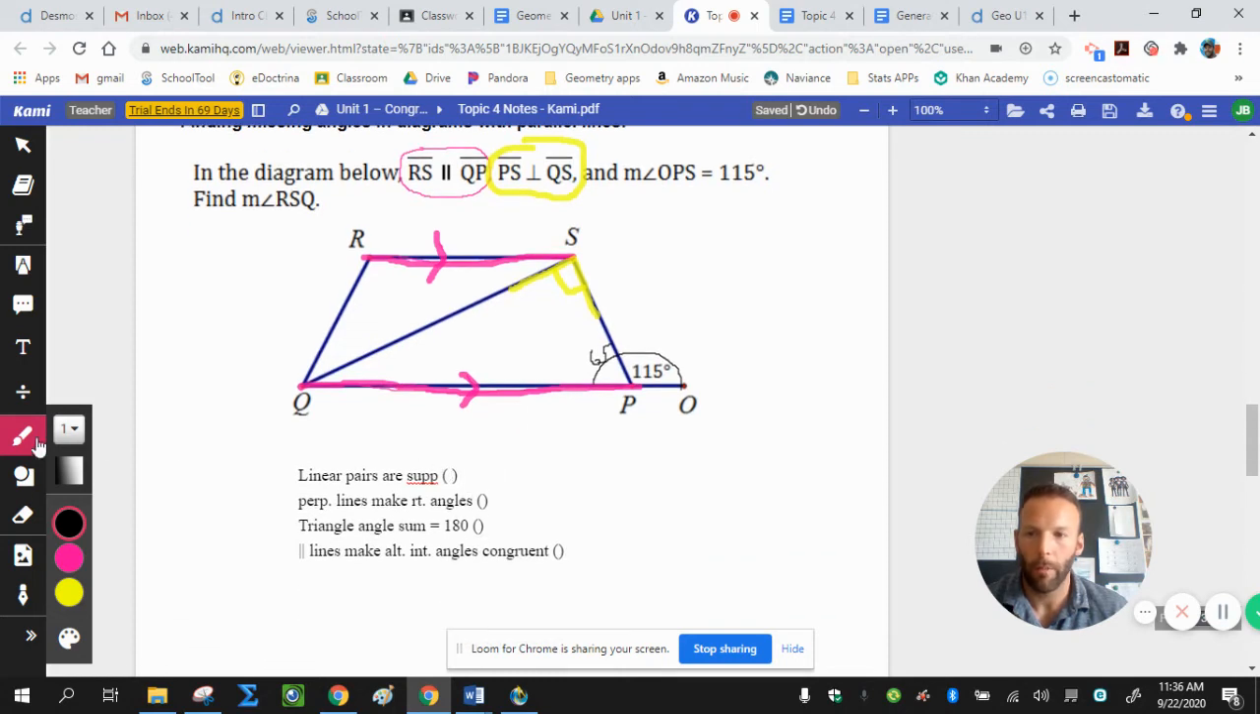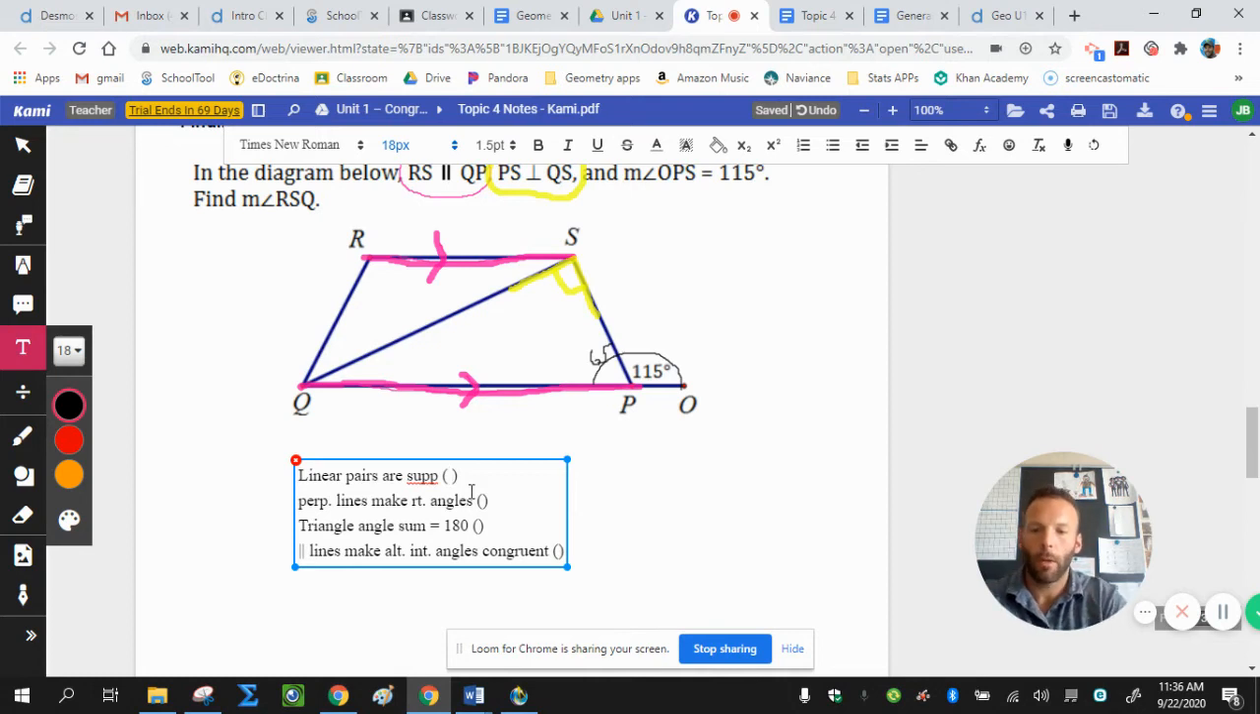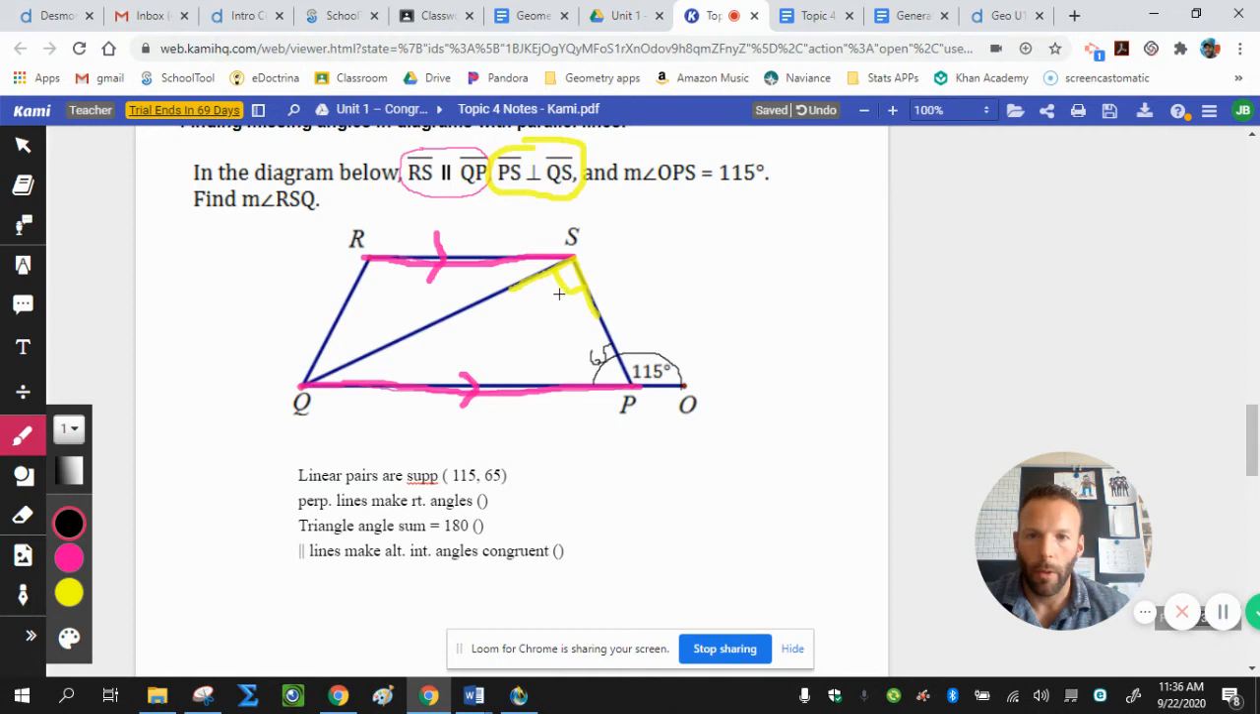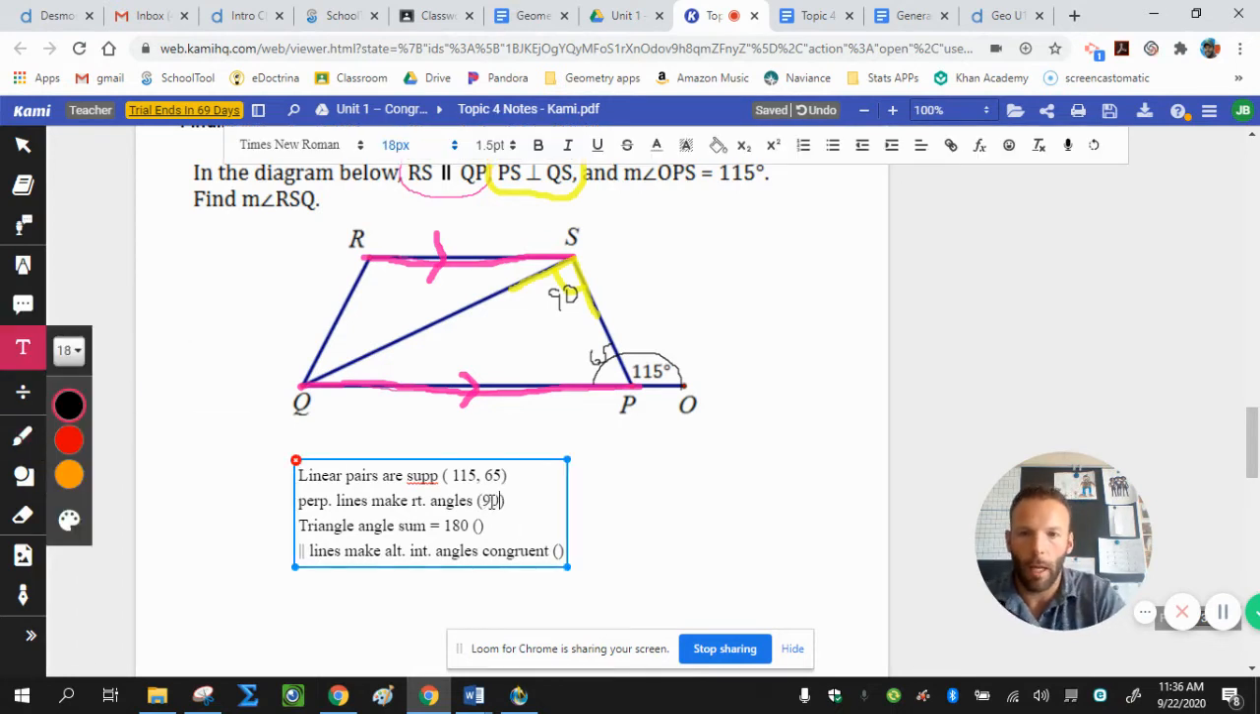And I started my things down here, but let me add to this. So I know linear pairs are supplementary. So I have 115 and 65 to justify that. Okay, next, as we said before, we know perpendicular lines make 90-degree angles. So this angle right here must be 90, and I have down here that perpendicular lines make right angles. So that's where that 90-degree angle had come from.